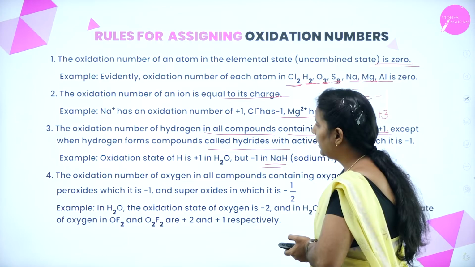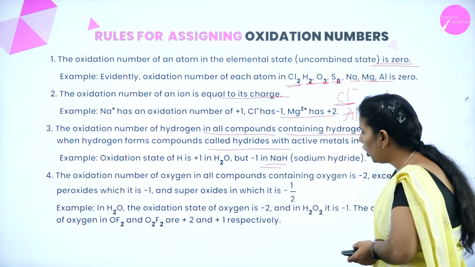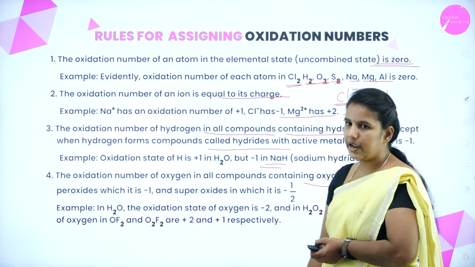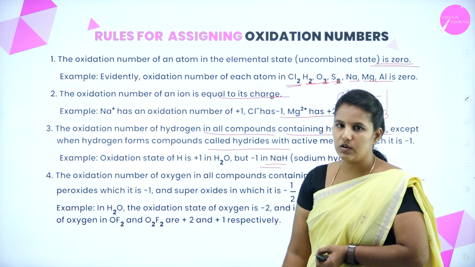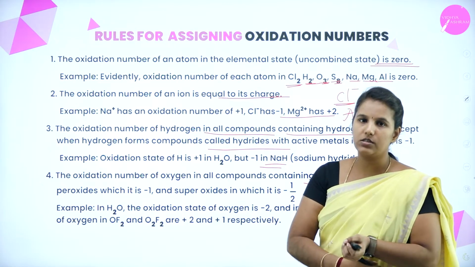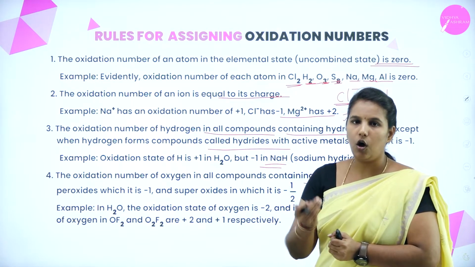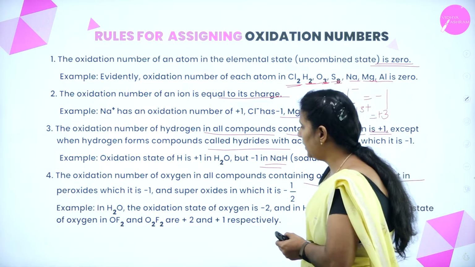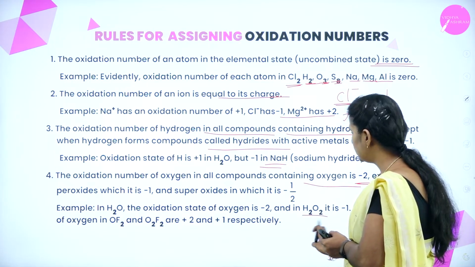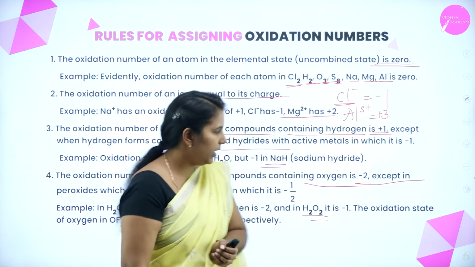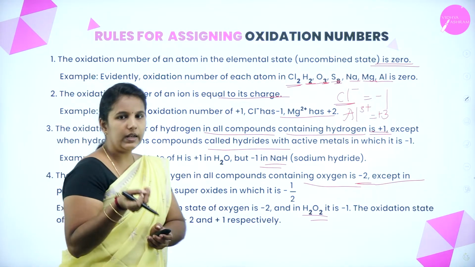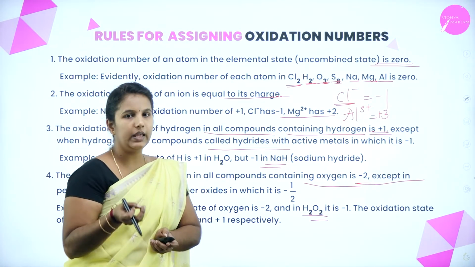That is why rule 3 says that the oxidation number of hydrogen in all compounds is +1 except in hydrides. And the oxidation number of oxygen in all compounds containing oxygen is -2 except in peroxides. In peroxides, oxygen shows a -1 oxidation state, but in all other compounds containing oxygen, it shows a -2 oxidation state. For example, in H2O, the oxidation state of oxygen is -2, whereas in H2O2, it is -1. These are the rules we have to remember while calculating the oxidation number of a given element.